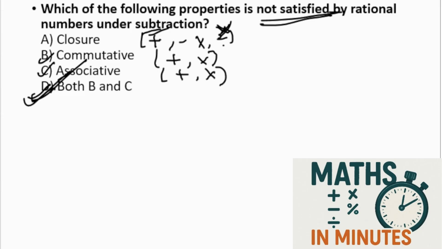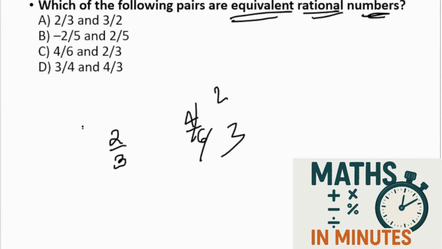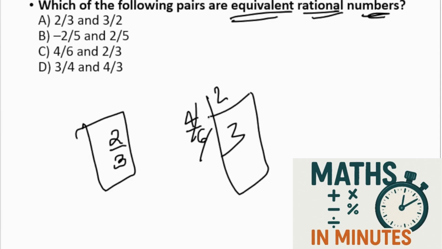Let's do one more question and then we will wind up today's session. It is, which of the following pairs are equivalent rational numbers? Those who don't know about equivalent rational numbers, let me tell you, equivalent rational numbers are those numbers whose standard values are the same. For example, 2 upon 3 and 4 upon 6. We can write 4 upon 6 as 2 2s are 4, 2 3s are 6. You can see this is also 2 upon 3. So we will say they are equivalent to each other. We can find infinite equivalent rational numbers of a number. For example, what are 5 equivalent rational numbers of 1 upon 5.